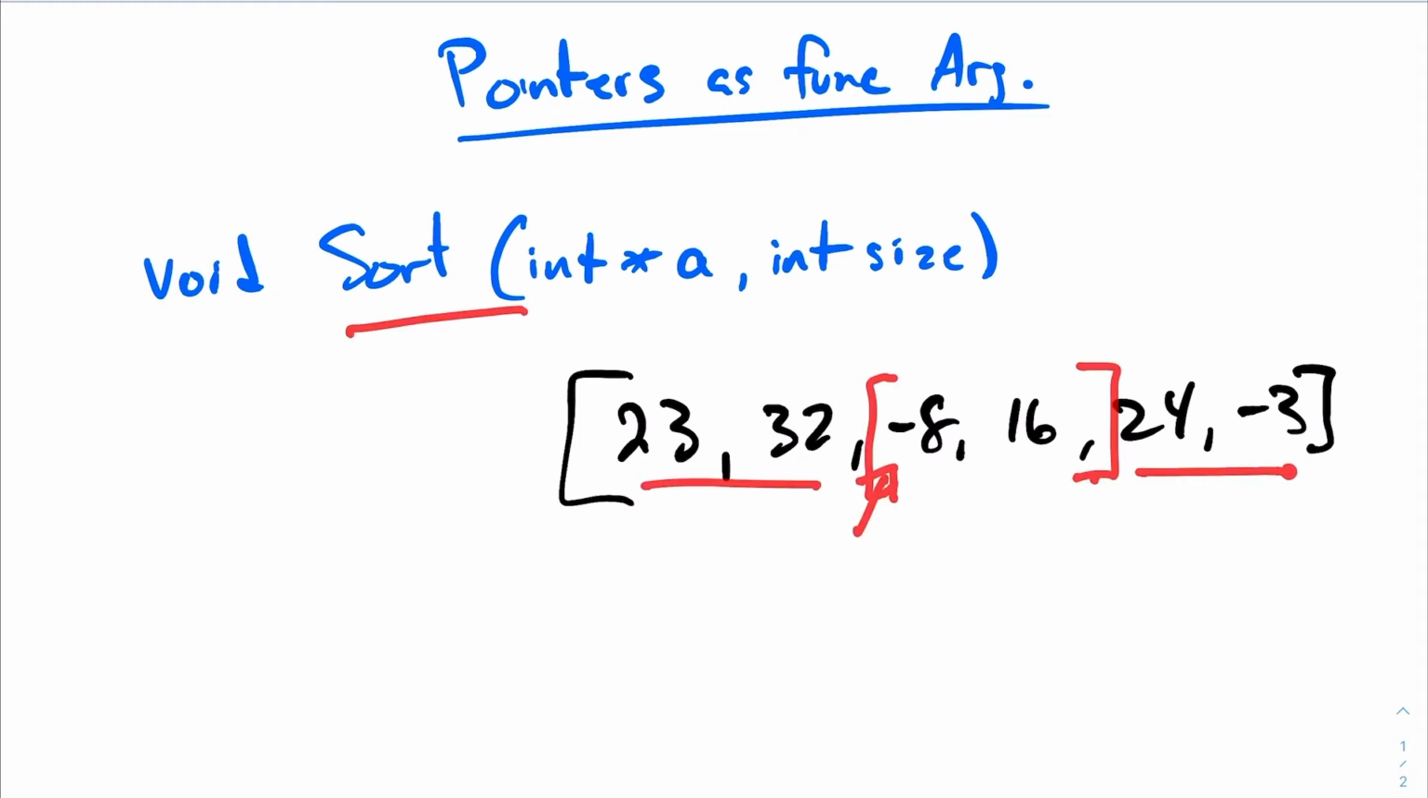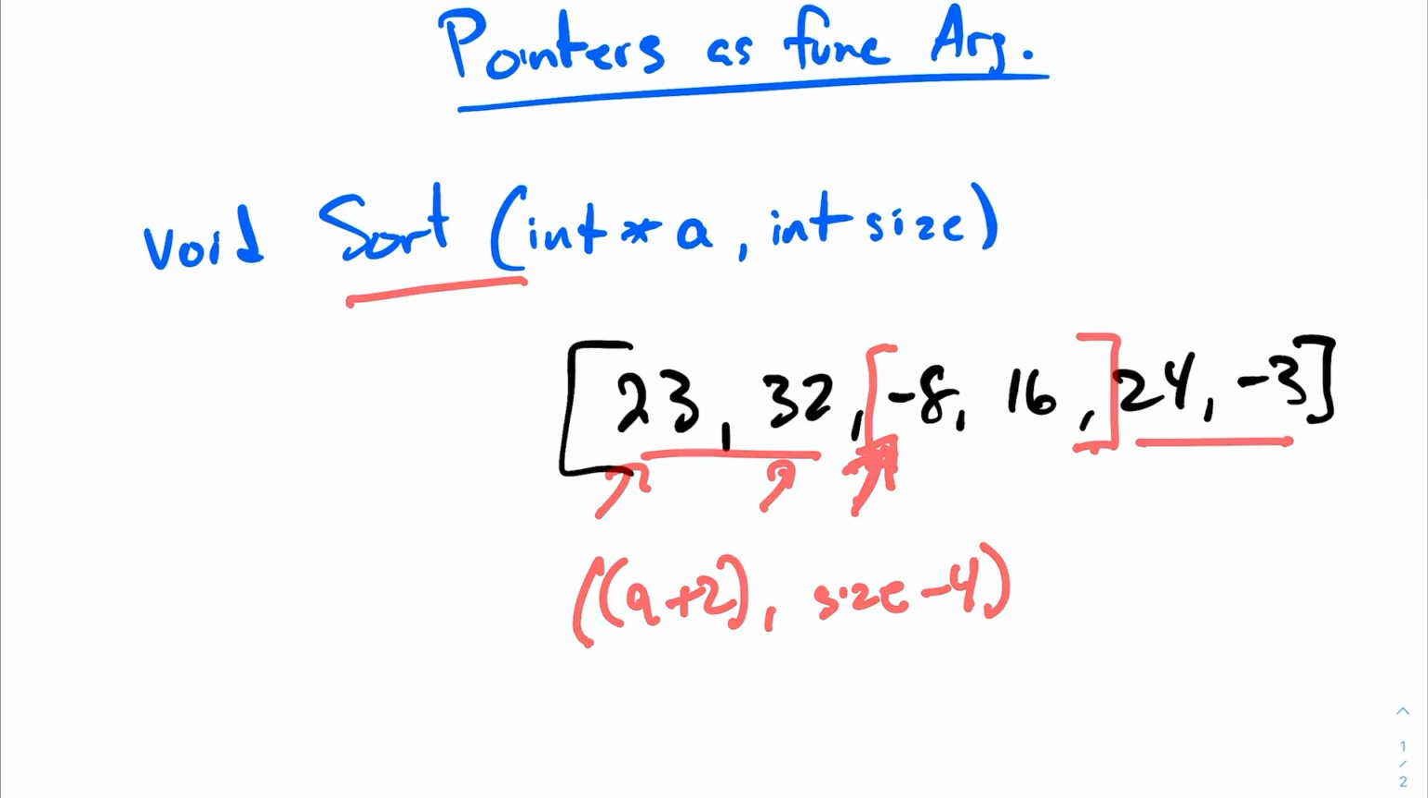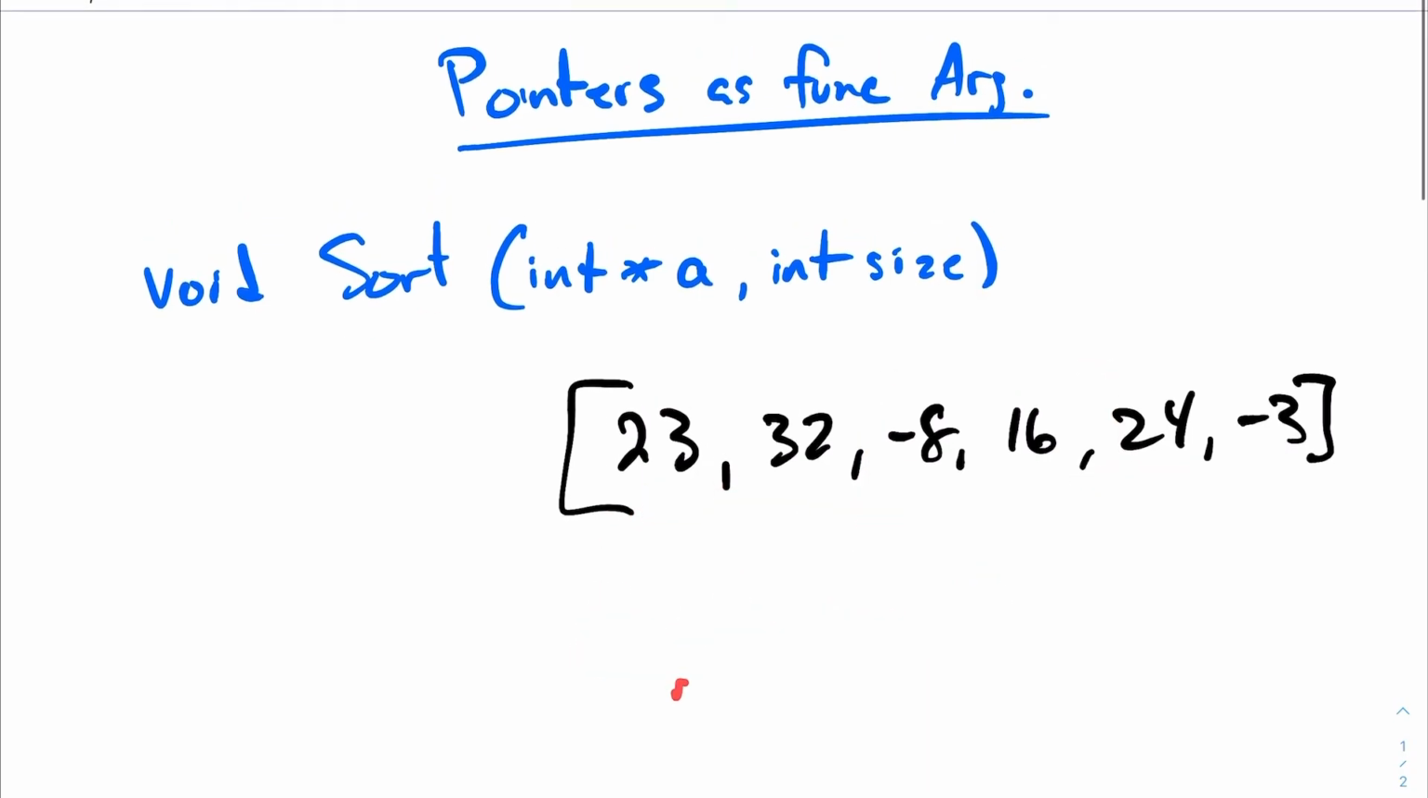In which case, what I would pass into this function would be a plus 2 to get a pointer that's moved over by 2 to this location. And then the size would be the actual size minus 4. If I was calling that into a sort function, it would sort this portion of the array, because that's all the function would be looking at.